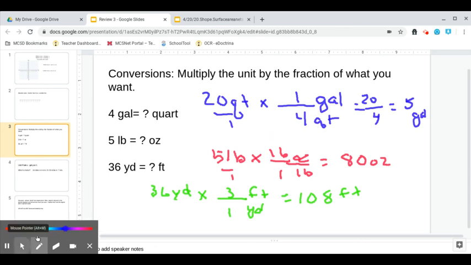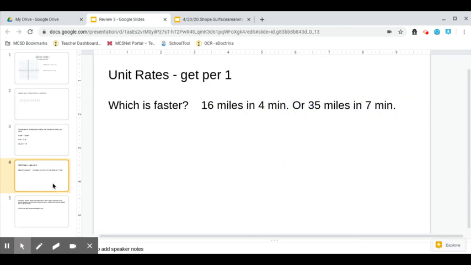Okay, moving on to problem 4. Unit rates. Ready Cat says, get things per 1. I want to know what's faster, 16 miles in 4 minutes or 35 in 7. Is that 16 per 4 or 35 per 7? So let's get them per 1.